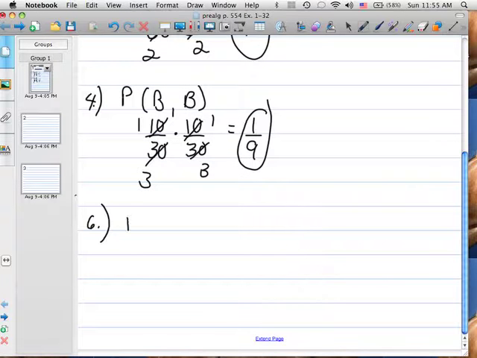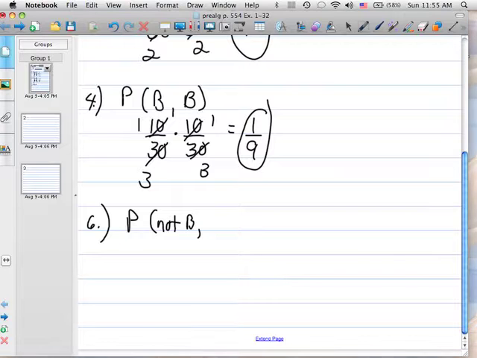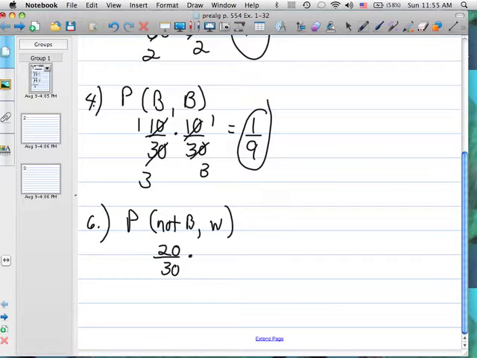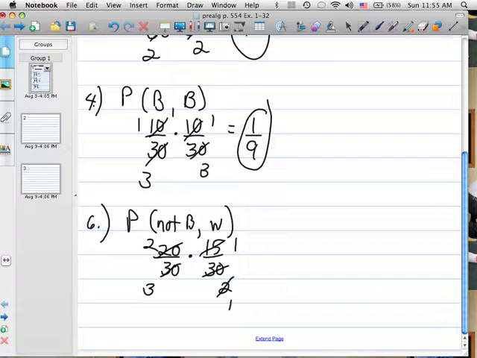Number 6, the probability of not blue and a white. Well, there are 10 blue socks, so there must be 20 out of the 30 that are not. So 20 out of 30. We put that sock back. And white, there were 15 white out of 30. Cancel. 10 goes in there twice, and 3. 15 goes once and twice, and we could also cancel these 2's. So the probability is 1/3.